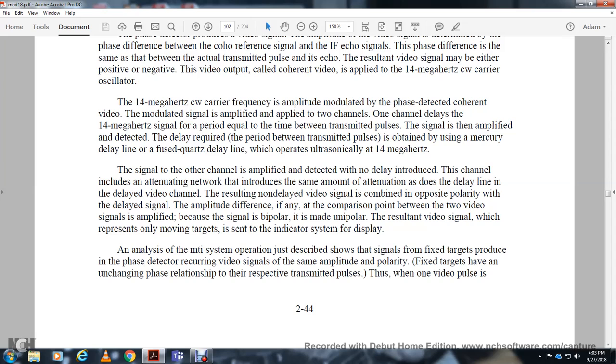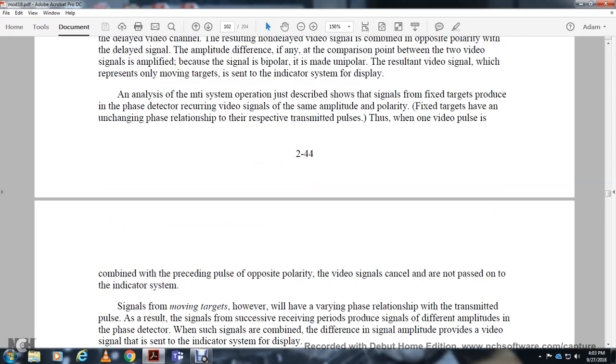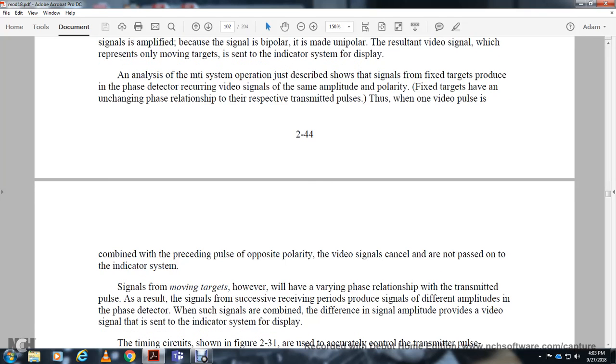The analysis of the moving target indicator system operation is shown. The signal from a fixed target produces a recurring video signal with the same amplitude and polarity. Fixed targets have an unchanging phase relation with respect to the transmitted pulse. The rest of the video pulse is combined with the preceding pulse with the opposite polarity, so the two signals cancel, but they are not passed on to the indicator system.